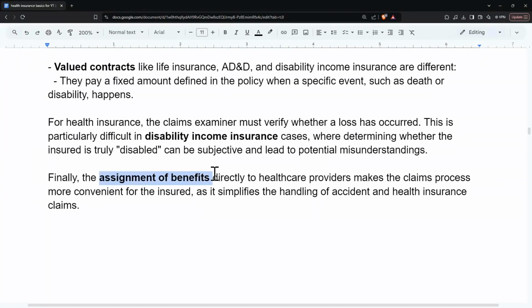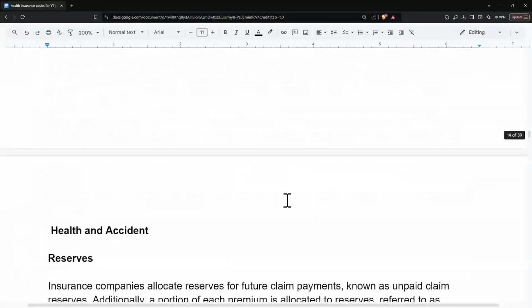And then finally, the assignment of benefits directly to healthcare providers makes the claims process more convenient for the insured because it simplifies the handling of accident and health insurance claims. This is the assignment of benefits, where the carrier, the health insurance company, will pay the benefit directly to the healthcare provider. So it's easier.